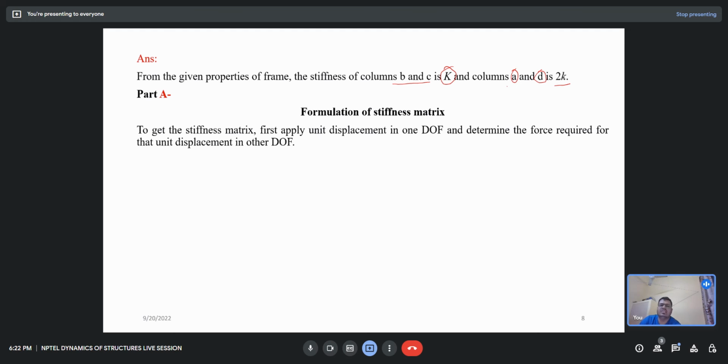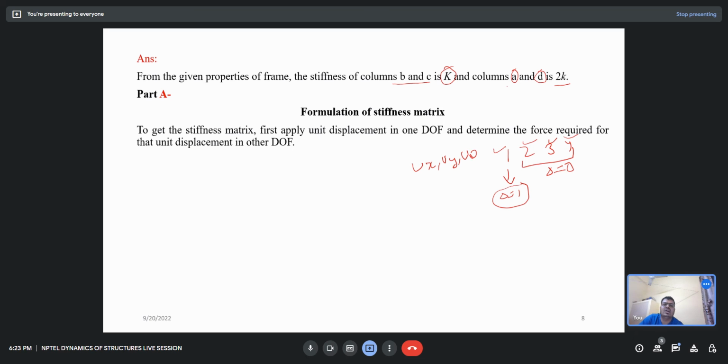Say I have a 4 degree of freedom system, 1, 2, 3, 4. If I apply a unit displacement, delta equal to 1, the displacement in all the others will be 0, and I will find out the forces developed due to this unit displacement in all degrees of freedom 1, 2, 3, 4. This way I will calculate my stiffness matrix. For this question I have 3 degrees of freedom: one is ux, one is uy, and another is u theta.